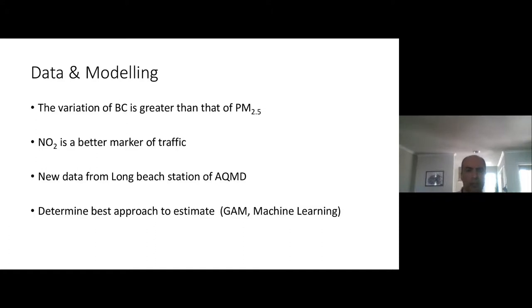Presently, we are working on black carbon because the variation of black carbon is greater than PM2.5 and it's also related mostly to trucks. We know NO2 is a better marker of traffic, so we installed our instrument in Long Beach, a monitoring station of AQMD, which allows us to compare noise level with NO2, where we believe we can find a better correlation between noise frequency and NO2. The next step is using GAN and machine learning models to find the best approach to estimate traffic-related pollution.